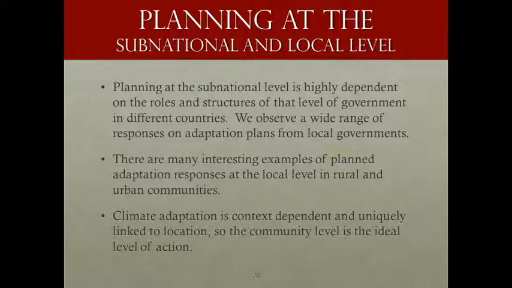Now, that's at the national level. So at the national level, we have the complication of governments moving much slower than what we want sometimes. Now, what about planning at the subnational level?